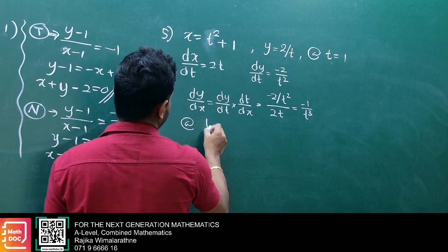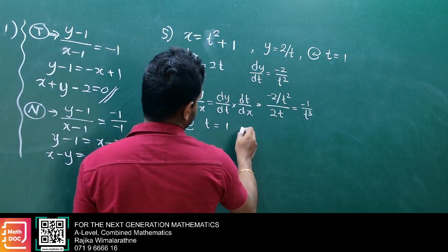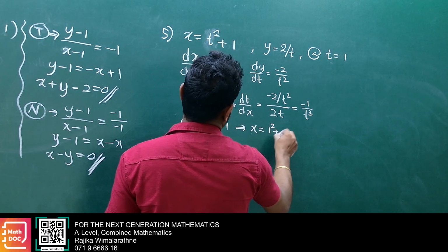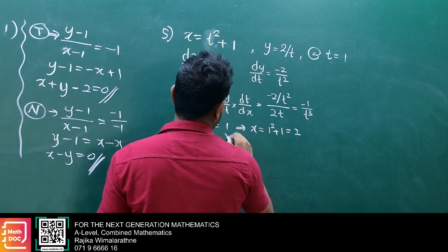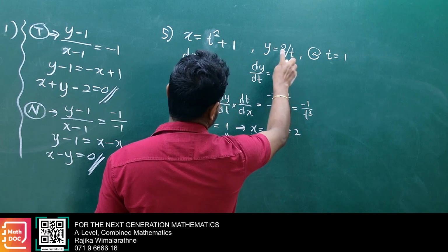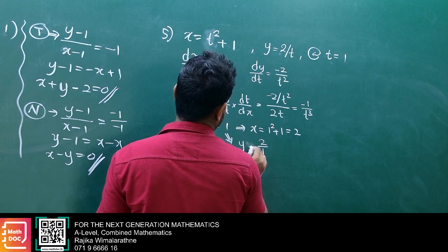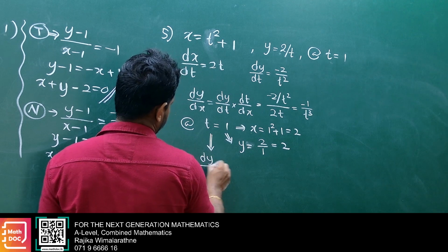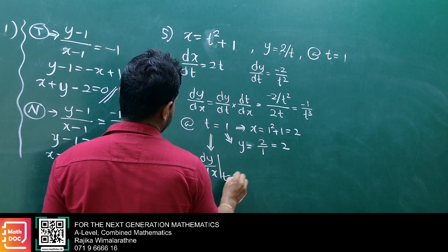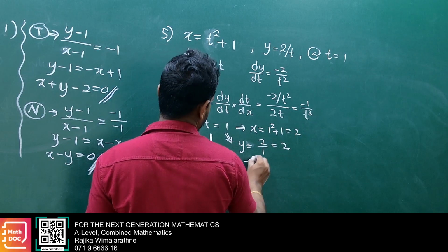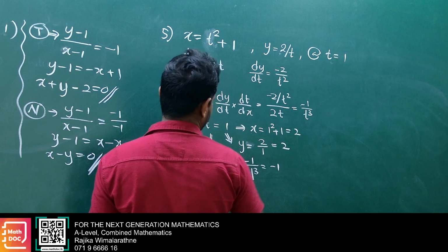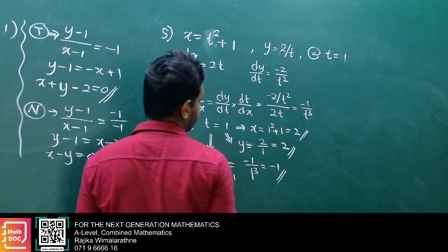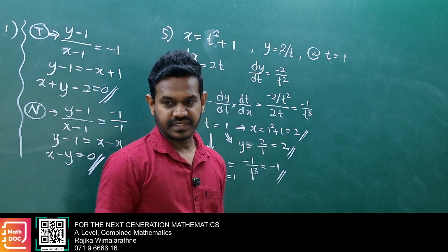Then at t equals 1 given, you find x first. Here find x: 1 square, 1, 2. Find y: 2 divided by 1, again we get 2. You find dy by dx at t equals 1. Then put t equals 1 here. Minus 1 over 1 cube, minus 1. Then here xy coordinate known, gradient known. Then you can find the equation of the tangent and the normal, no?